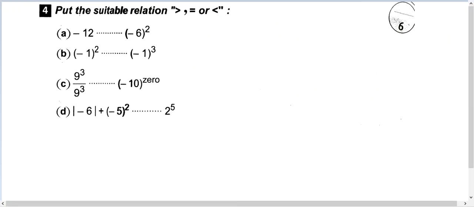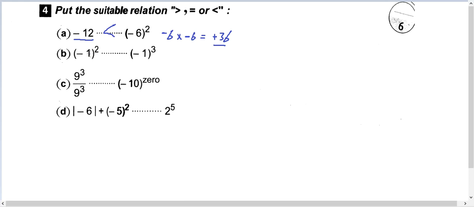Question 4, he said put the suitable relation: more than, equals, or less than. Here we have negative 12, and on the other side we have negative 6 all to power 2. What's the meaning of negative 6 all to power 2? It means negative 6 times negative 6. We said before negative times negative equals positive, and 6 times 6 equals 36. Which is greater, negative 12 or 36? The sign will be less than. Negative 12 is less than 36.